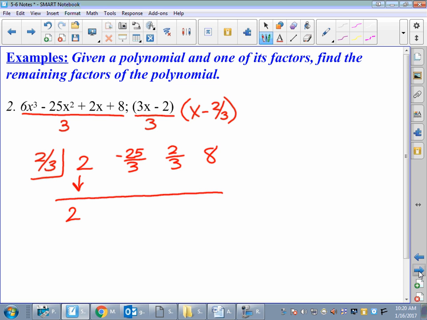I'm going to bring down the 2. Now this shouldn't be too bad because again, my remainder should equal 0. That's the goal. 2/3 times 2 is 4/3. When you add 4/3 to -25/3, that's -21/3, which is -7. -7 times 2/3 is -14/3.